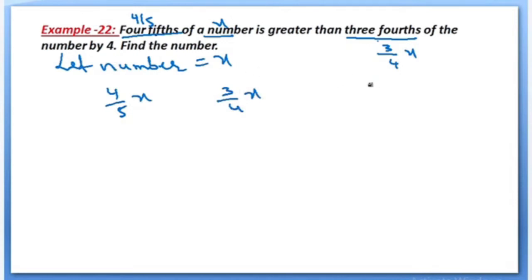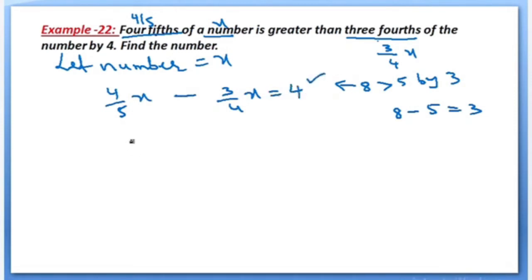So here, for example, 8 is greater than 5 by 3, means we need to do 8 minus 5 to get the answer 3. In the same pattern, we do the same concept here to make an equation. 4/5 of a number is greater than 3/4 of a number by 4, means we separate 4 by 5 minus 3 by 4 of x, which is equal to 4. So now we got an equation.